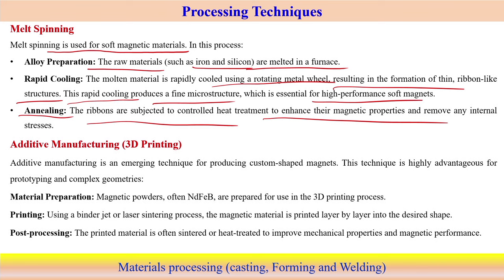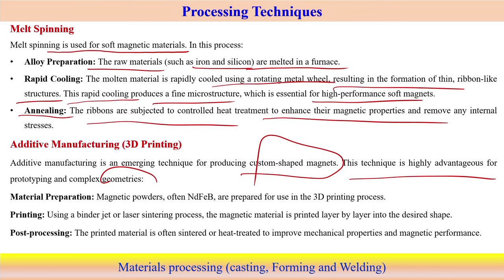Now even 3D magnetic manufacturing, additive manufacturing or 3D printing, can also be followed to produce magnetic materials. In this case, custom shape magnets can be produced using the 3D printing process, which is highly advantageous because we can make very complex shapes and complex geometries of the magnets.